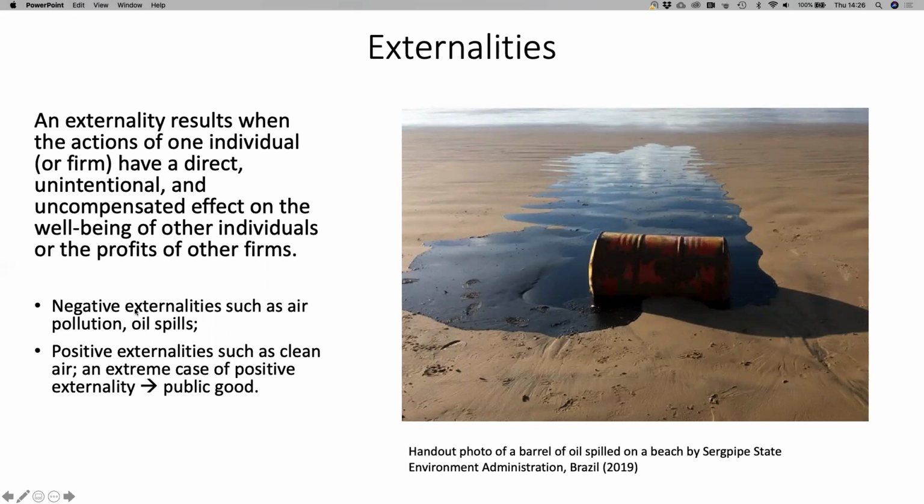So negative externalities are air pollution, carbon emissions, oil spills. Here, individuals or firms do things in their best interest. However, that has an effect that is uncompensated on somebody else, right? So their cost, and how much benefit they're getting out of their actions, is not accounted for in the market. So that's what it means when you have an externality.